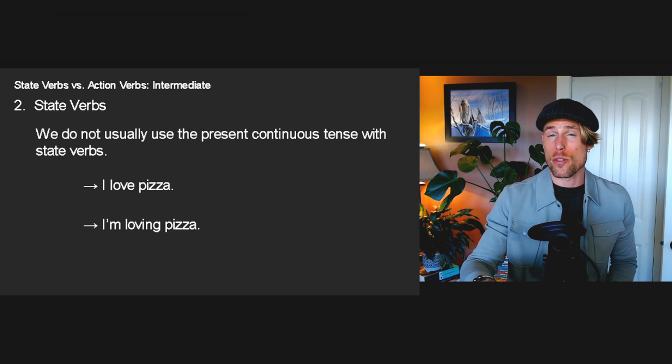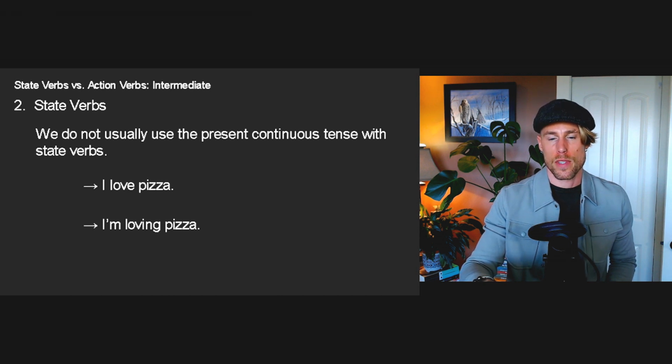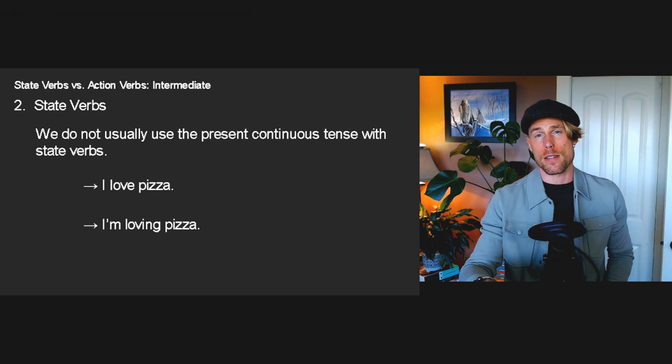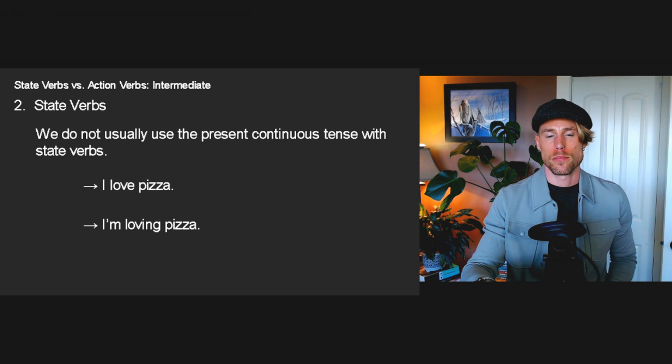So we do not usually use present continuous tenses with state verbs. It's not common. It's much more common to use the present tense with state verbs. So, therefore, I love pizza is correct. I'm loving pizza, not so good. I would not suggest using this.